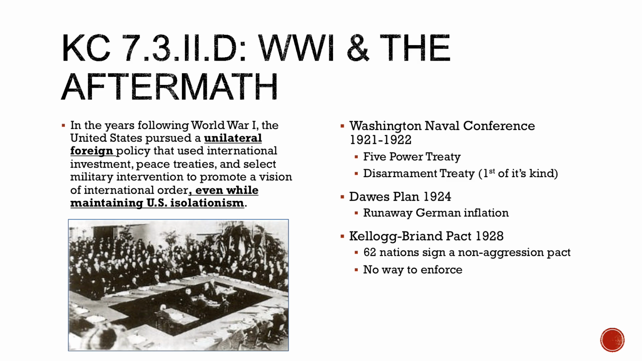The Kellogg-Briand Pact, again involving a United States member of Congress, Mr. Kellogg, and the French Foreign Minister, Briand. 62 nations will come together in 1928 and sign a non-aggression pact, basically swearing they'll never fight war again. Problem is, there was no way to actually enforce this. Within a few years, most of those 62 nations were at war. But again, it was the United States' way of trying to take care of peace in the world while still maintaining its isolationism, staying away from the League of Nations and getting involved with those type of treaties.